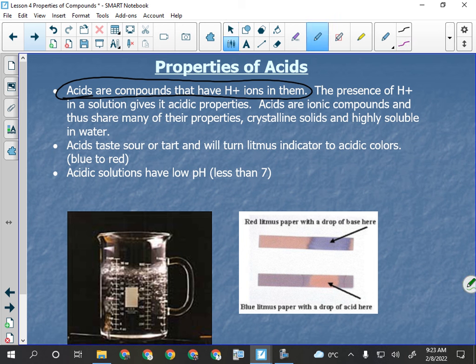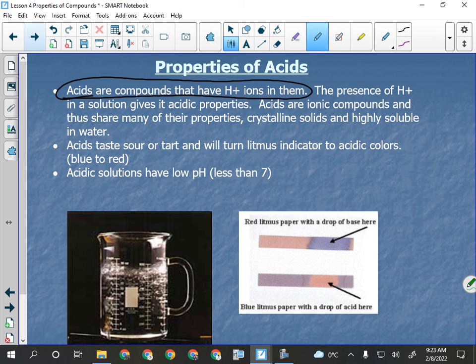Okay, so acids are ionic compounds, and so they're going to be crystalline solids at room temperature. They are highly soluble in water. In fact, they're so soluble in water that they dissolve so quickly, they typically make the solution get very hot. You actually have to be very careful if you are diluting an acid.